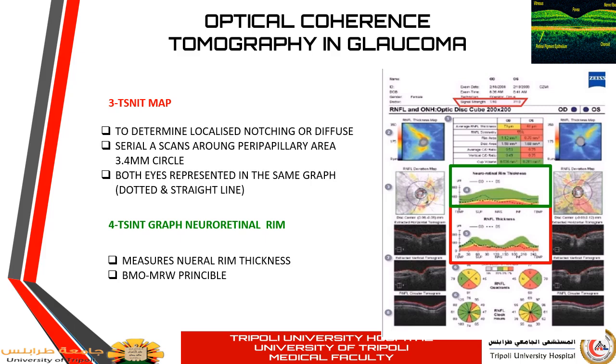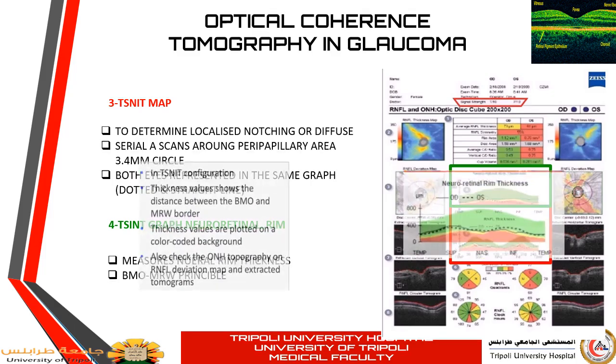As I mentioned, for this map it's important to locate the optic nerve properly, and we take the thickness of the neuroretinal rim based on what's called the Bruch's membrane opening minimum rim width principle. That's from the termination of the Bruch's membrane up to the termination of the internal limiting membrane. The line connecting them is the minimum width distance. I will explain in detail in the next slide.